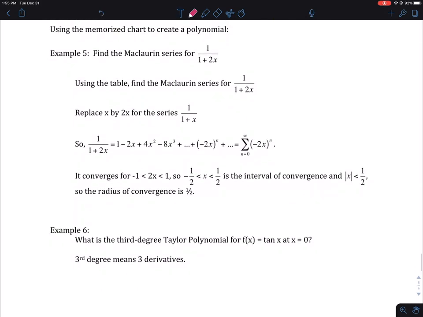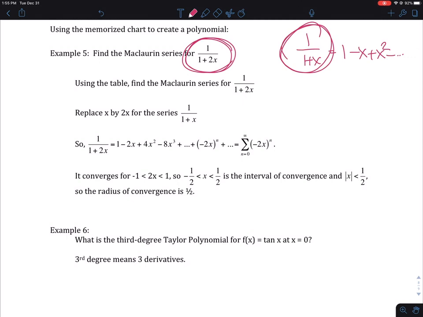So if I wanted to use the memorized chart, this is what I'm talking about. Your multiple choice test would say, find the Maclaurin series for this equation. And what you have is that Maclaurin series for 1 over 1 plus x. And that series is 1 minus x plus x squared minus, and so on and so forth.